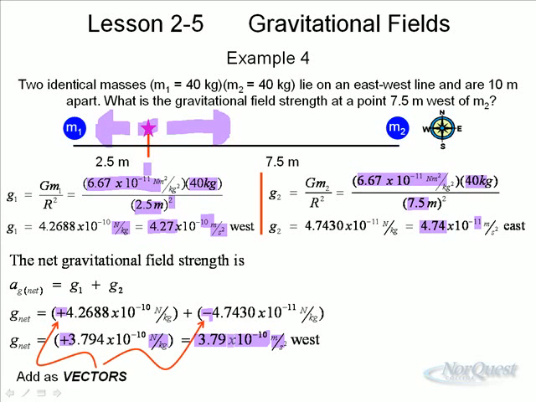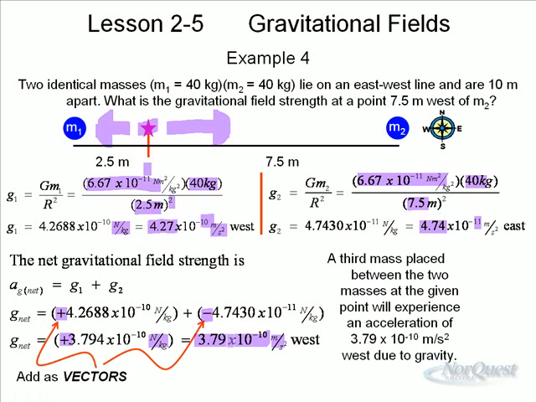And of course we add these as vectors. If you did place a third mass between the two masses, right at the star, it would experience an acceleration towards the west due to the gravitational fields of both of those. Okay? And that is a little bit about gravitational fields that you should know.